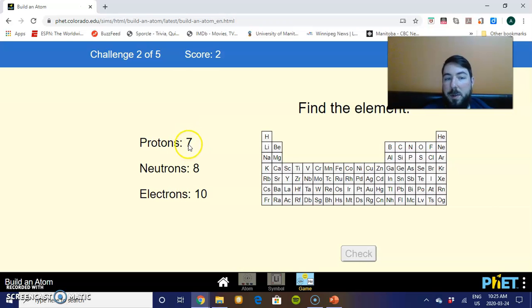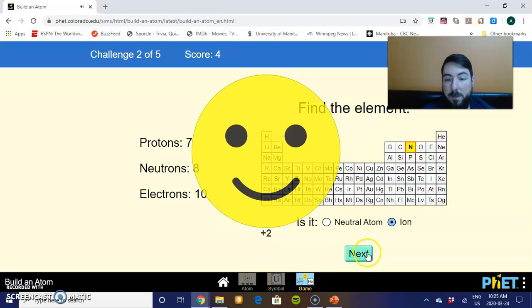So find the element with 7 protons, 8 neutrons, 10 electrons. So 7, we would go 1, 2, 3, 4, 5, 6, 7. So it's nitrogen. Is it neutral or is it an ion? Well, we have 7 positives and we have 10 negatives. Those numbers are not equal, so it would have to be an ion. Yeah, so you can go ahead and play with that.